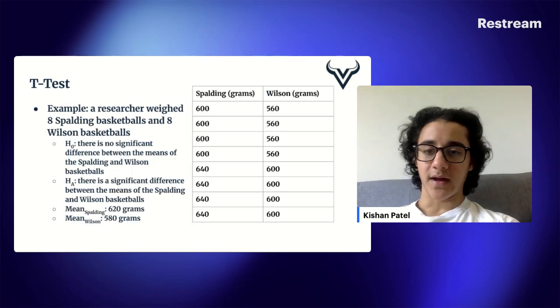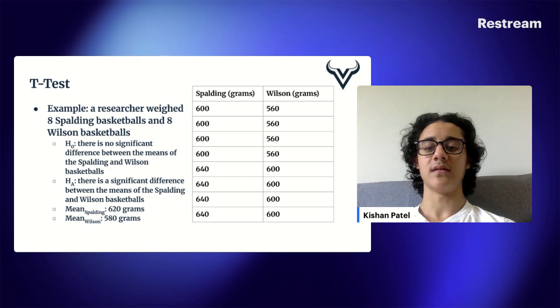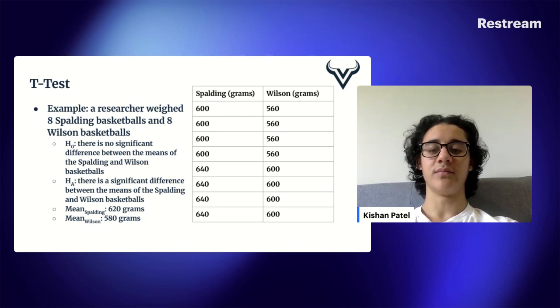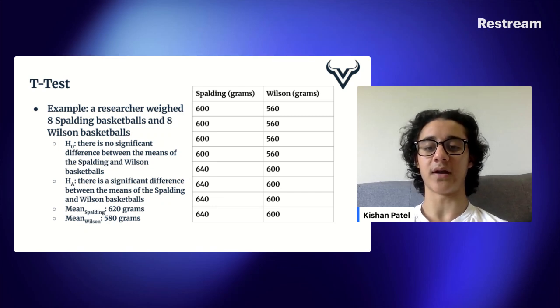Okay, so let's learn by an example. A researcher weighed 8 Spalding basketballs and 8 Wilson basketballs in the table on the right. So if I were to apply the null hypothesis to this, I would say there is no difference between the means of both types of basketballs. The alternative would be there is a difference between the means. So I've calculated the mean of Spalding as 620 grams and the mean of Wilson as 580 grams.